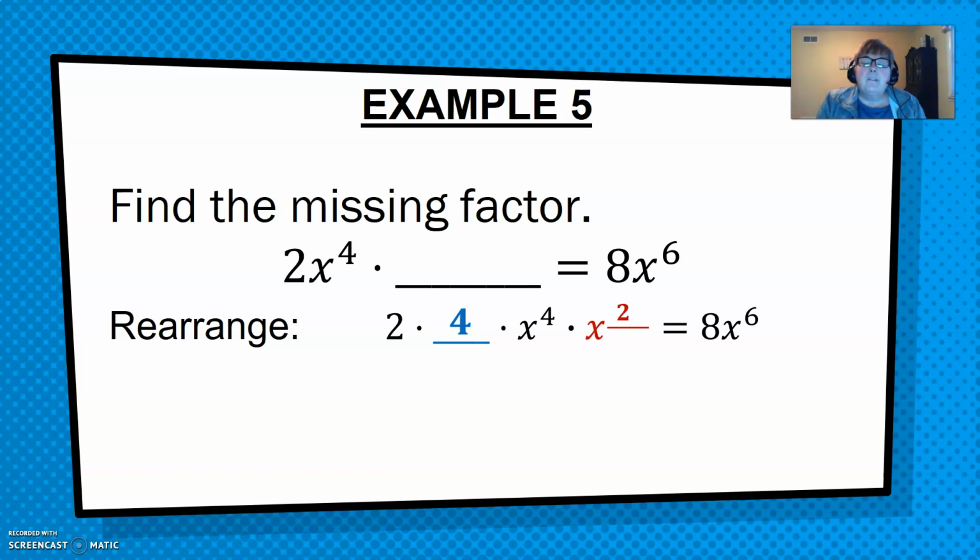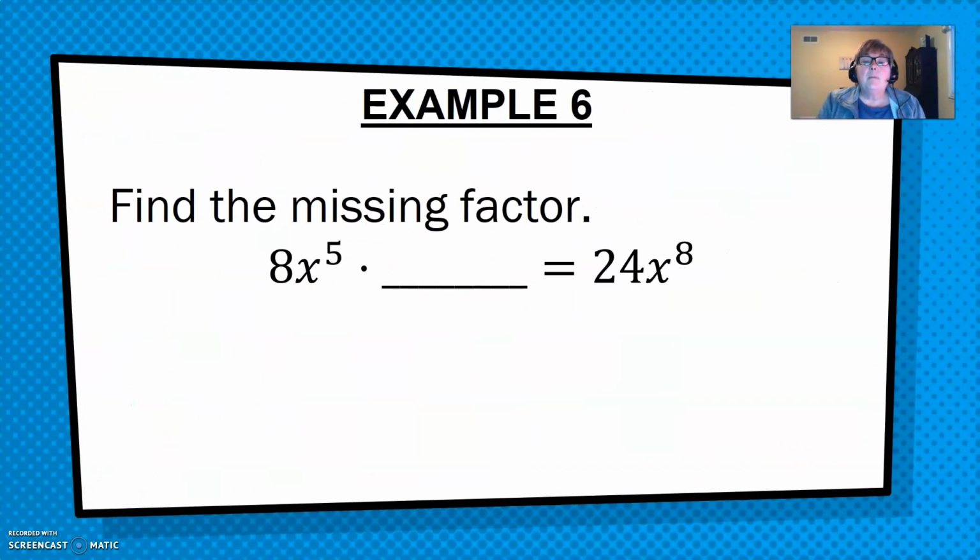And so what's in blue and red get multiplied together for my answer. So I have 4x squared. So 4x squared times 2x to the fourth equals 8x to the sixth.